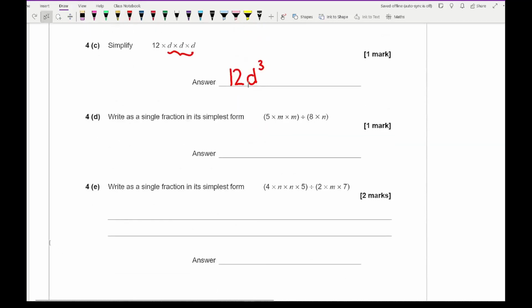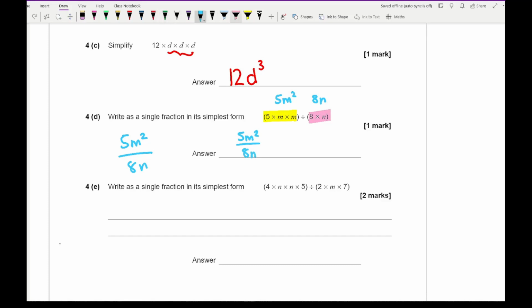Then with 4D, it says write as a single fraction in its simplest form. So again, what we need to do is to simplify this, which then becomes 5m squared. And then we look at this next bracket, which is 8n. And writing that as a fraction, we've got 5m squared over 8n. Now I can't simplify the numbers, nor can I cancel out any letters. So my final answer is going to be 5m squared divided by 8n.